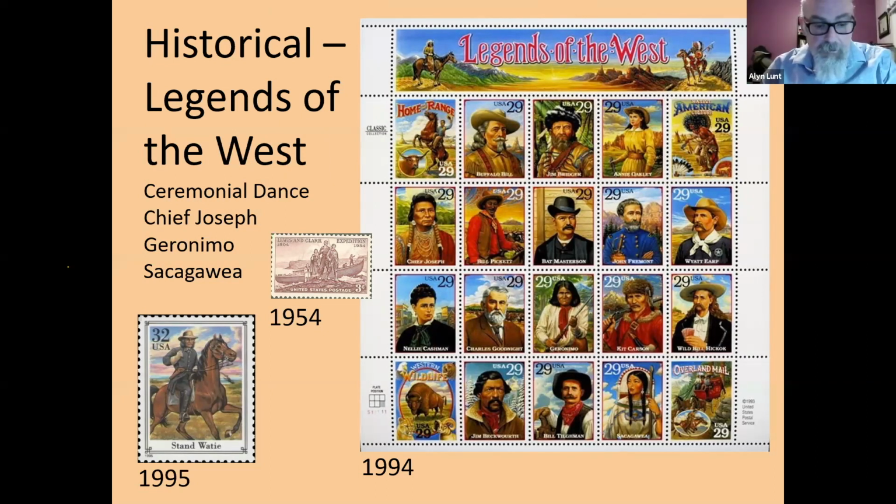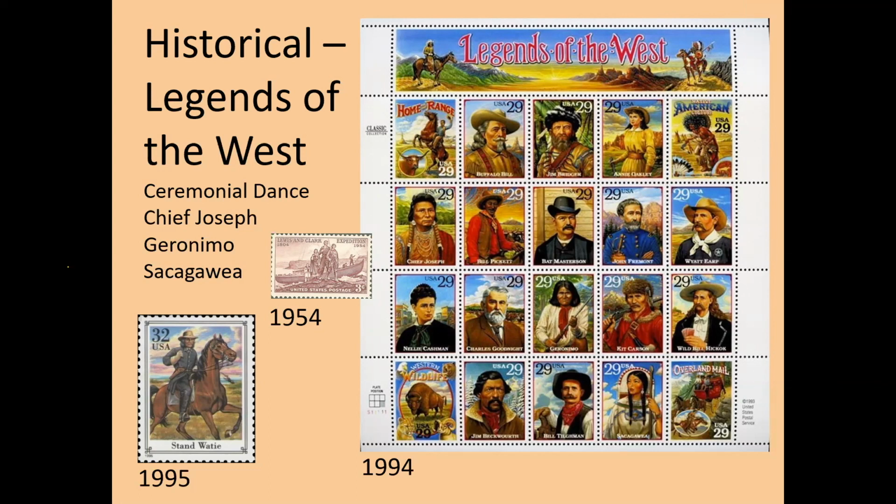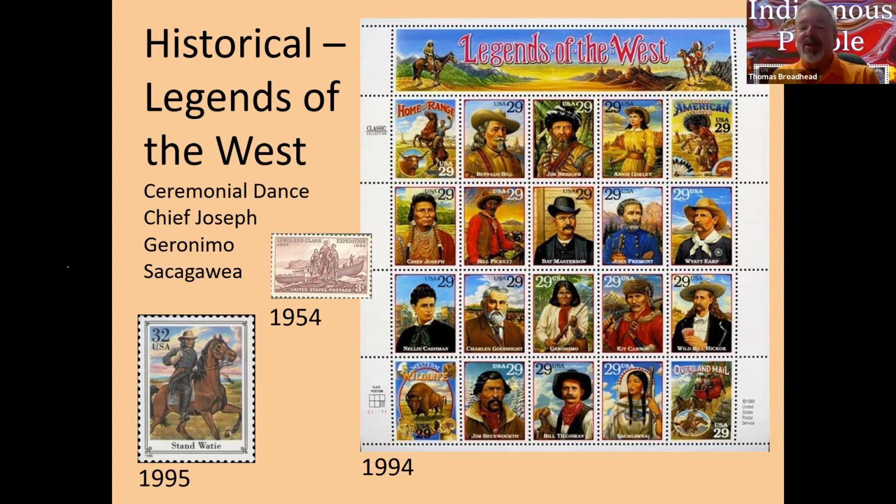So in addition to this, my friend, the archaeologist, pointed it out to me. He said, well, have you included Stand Watie in your presentation? I said, who is Stand Watie? And he said, well, he's a Cherokee who was a Confederate general. And the stamp showing Stand Watie is on the Civil War sheet, similar in format to this.